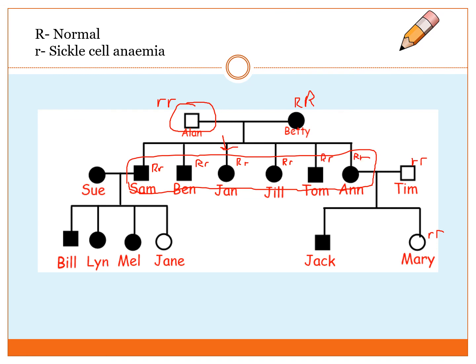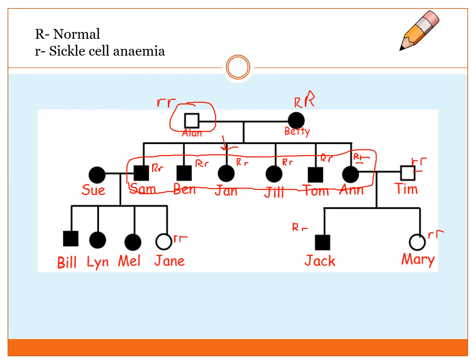Now that means if you cross big R and little r, you get 50% big R, little r, and 50% little r. So Jack's going to be big R, little r, and Mary will be little r, little r. Right, so now we just need to work out Sue and Sam's children.